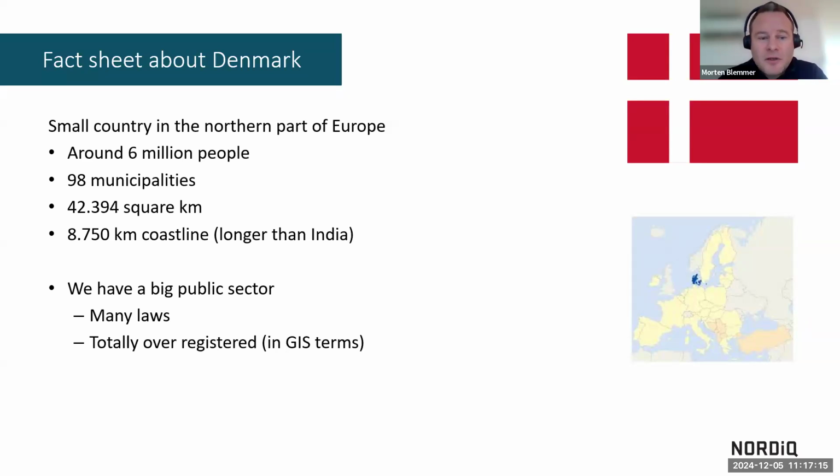We have a huge public sector. We also have many laws, and I mean that in a good way. In this case, there's a lot of regulation. We will get into that later on. But for instance, if you need to build a house or something like that, then there are many regulations and things you have to consider before doing that. And that's exactly why we have this case later on. And Denmark is a very small country, which also means that it's totally over-registered.